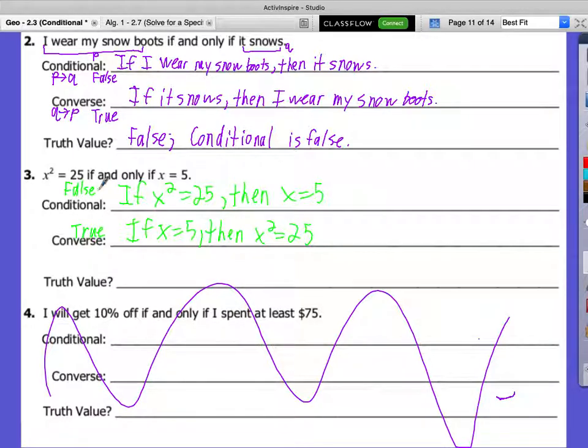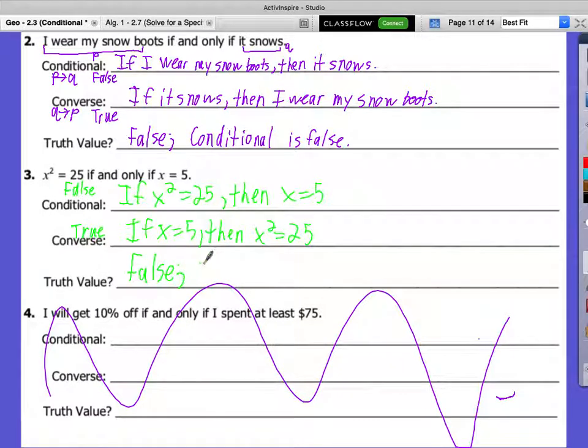If a number squared is equal to 25, we're saying that number has to be 5. I'm going to disagree. I think there's one other number it could be. Does anybody have any guesses on what that other number could be? 12.5. Not quite, Sam. -5. What's -5 times -5? Positive 25. So I'm going to say it's false.